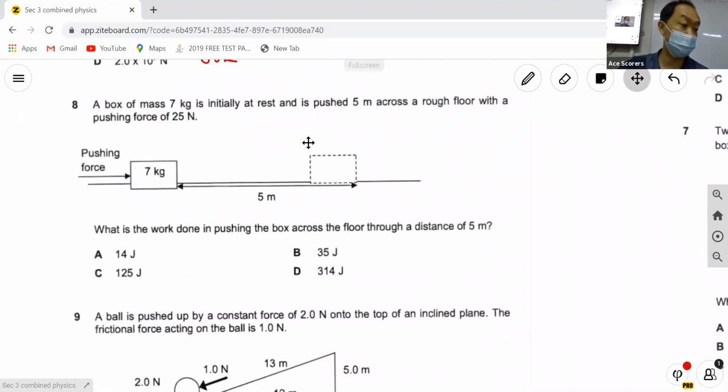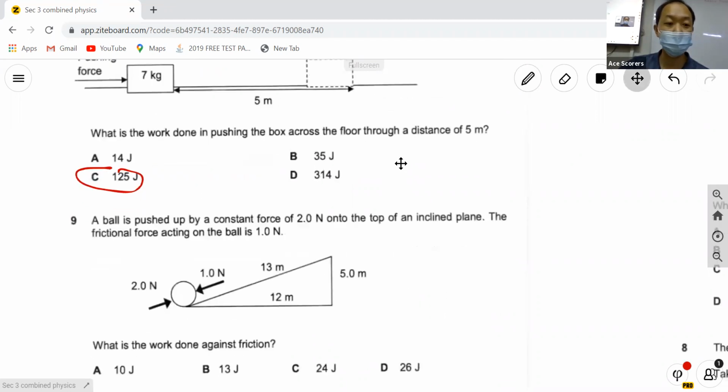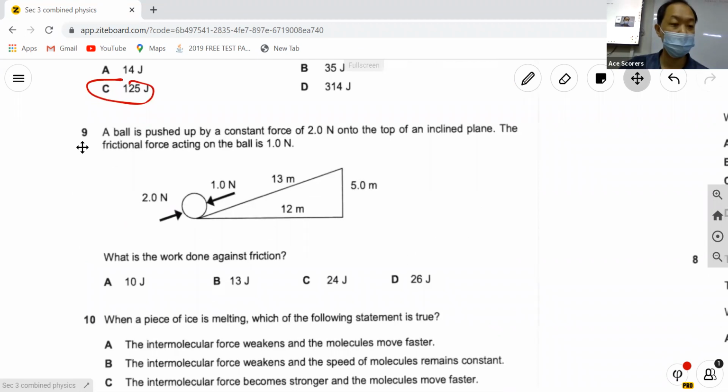What do you get? C, question number 8. Yeah, very good. Okay, need me to go through this? Yeah, you go through. Elijah, do you need me to go through this? No, okay, move on. Next one. What do you get for 9? Elijah? A is wrong. For you? D is wrong. The answer is B.